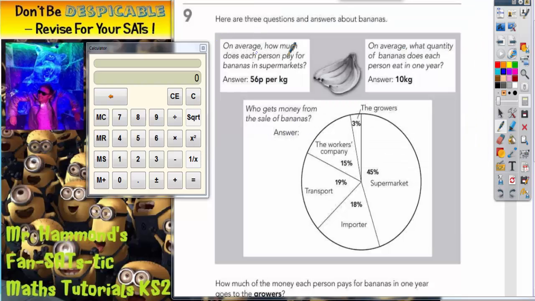Question 9. Here are 3 questions and answers about bananas. On average, how much does each person pay for bananas in supermarkets? And that's 56 pence per kilogram.